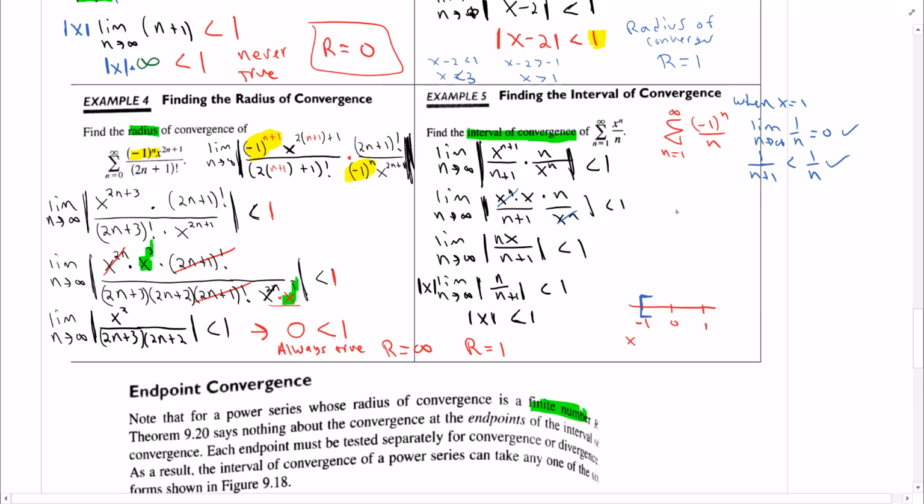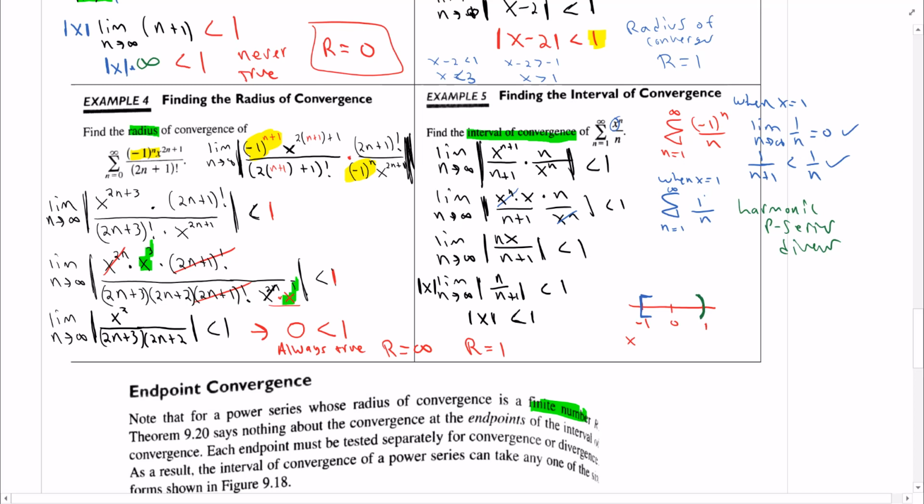Now I need to check 1, right? So this is when x equals 1. We're going from 1 to infinity. If x is 1, I'm replacing that x right there with 1. So it's going to be 1 to the n over n, which 1 to the n is just 1, right? So I could just write it like this. This is a harmonic series, a harmonic p series, right? That diverges. This one diverges, right? So the right endpoint is not included, and we use a parenthesis right there, right?